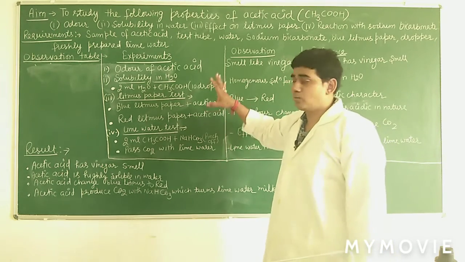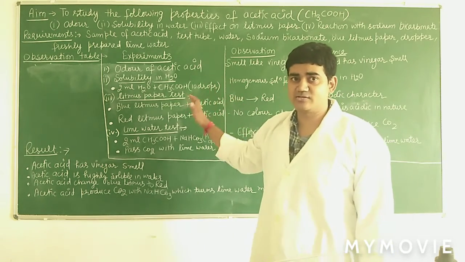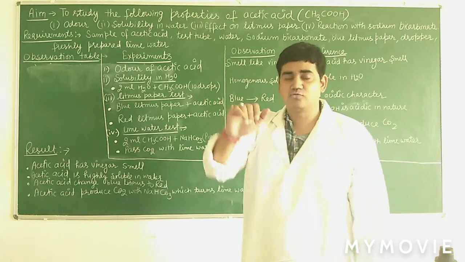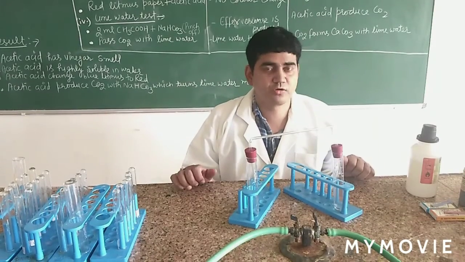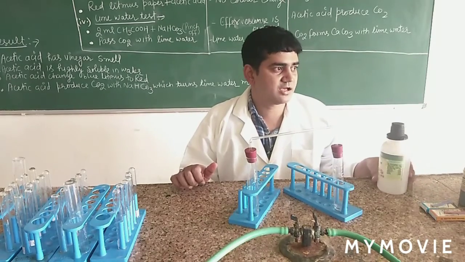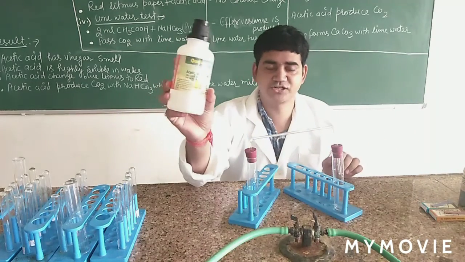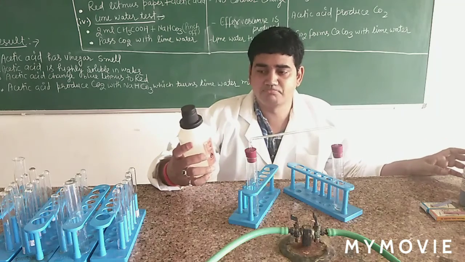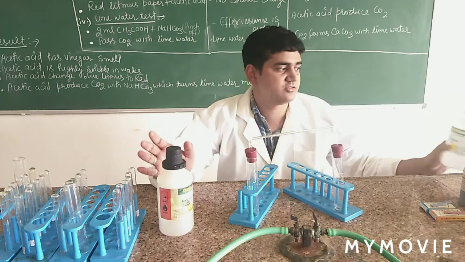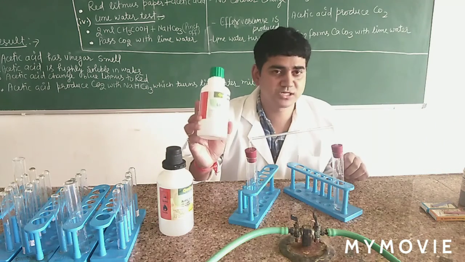Now, what observations are required? So here we go. In the observation, the materials we require are acetic acid. This is a freshly prepared acetic acid bottle, which has a molecular mass of 60.05 grams. Then lime water, freshly prepared lime water.